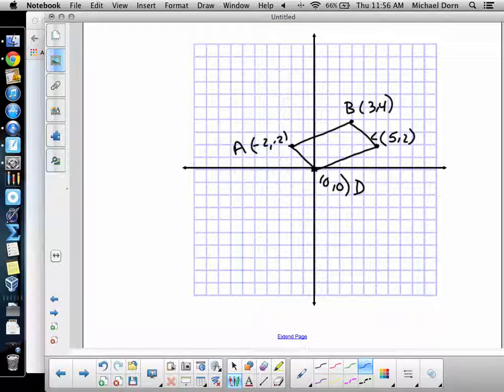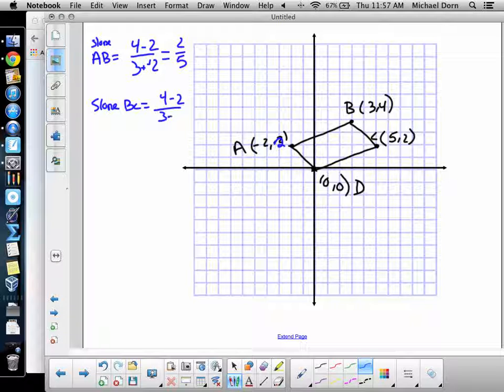Okay, slope will give us the slopes of the sides until the opposite sides are parallel, so we can do that. So the slope of AB will be 4 minus 2 over 3 minus negative 2, which is 2/5. Slope of BC, 4 minus 2 over 3 minus 5, which is 2 over negative 2, or negative 1.